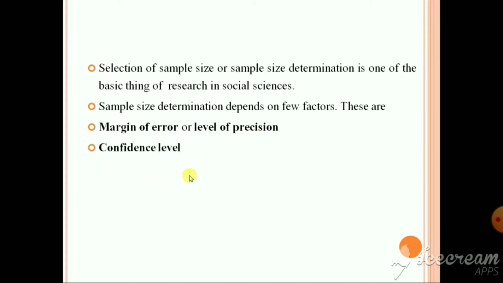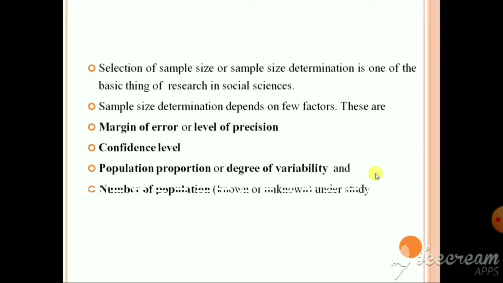Sample size determination, or the selection of sample size, are the same thing. These are one of the basic and important things of research in social sciences. Generally, sample size determination depends on a few factors. These are the margin of error or level of precision, the confidence level, population proportion or degree of variability, and the number of population under study, whether it is known or unknown.